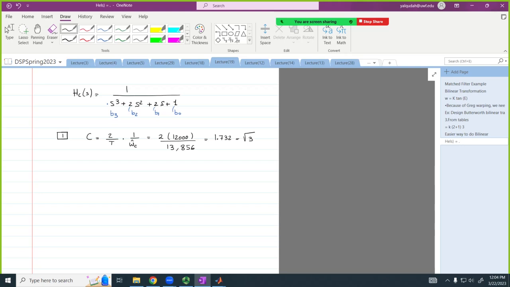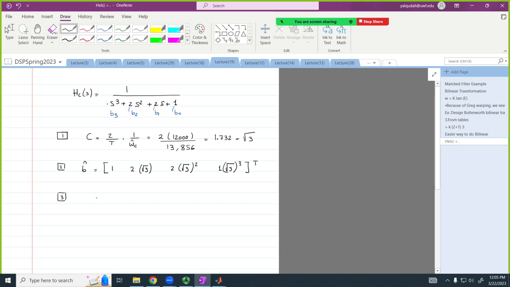Okay, so according to the formula, we're going to calculate the B vector, or B hat, which is going to equal 1, and then 2 multiplied by square root of 3, which is the C, 2 multiplied by square root of 3 squared, and then 1 multiplied by square root of 3 cubed. Is that clear? Yeah. Everybody? Okay.